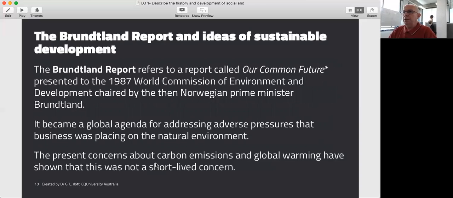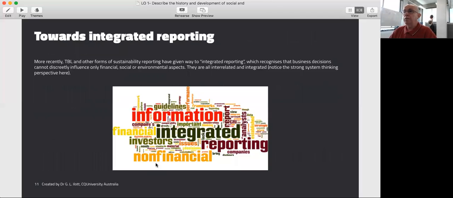In 1987, there was a report called Our Common Future, presented to the World Commission on Environment and Development, which was chaired by the then Norwegian Prime Minister Brundtland. And we now refer to this simply as the Brundtland Report. And this became a worldwide agenda for addressing the adverse pressures that business was placing on the natural environment. So there's a very, very quick rundown on the development of corporate social, environmental reporting.